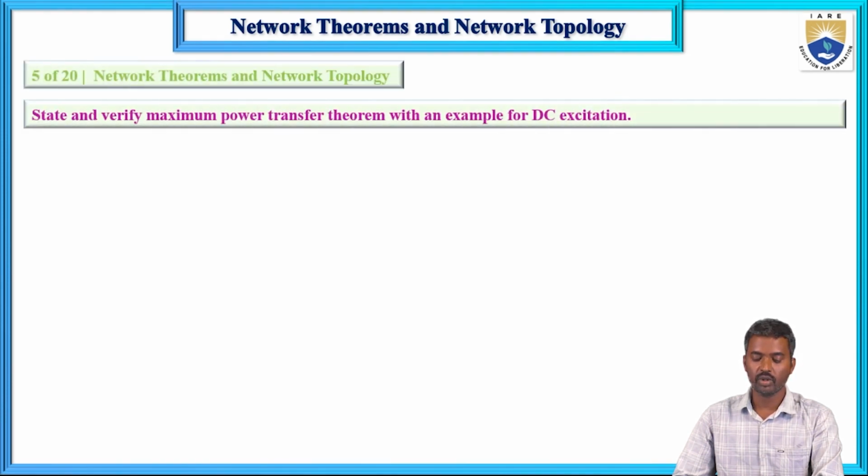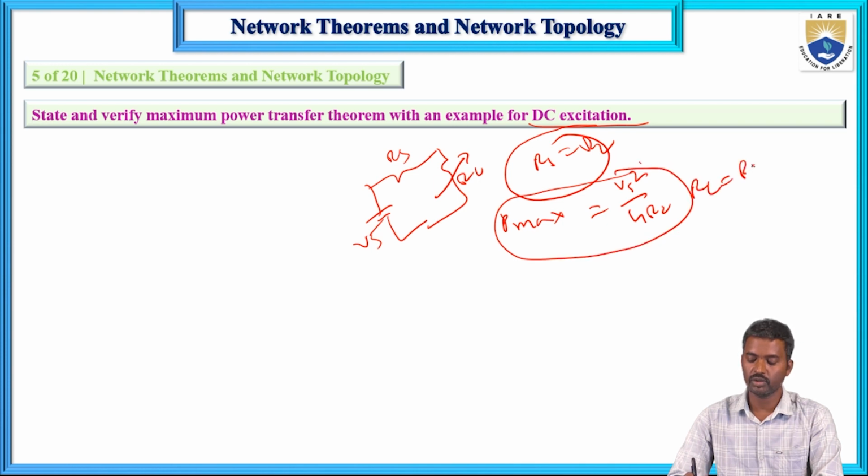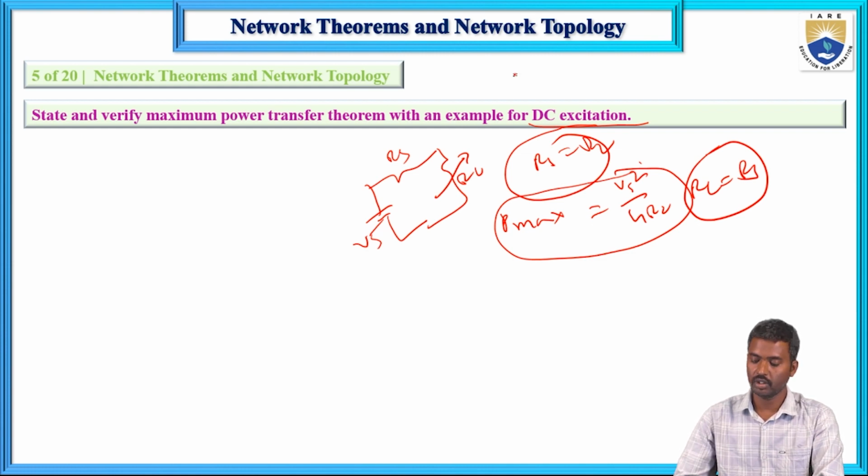State and verify the maximum power transfer theorem with an example for DC excitation. This one is also explained, so you can go through that maximum power transfer theorem derivation. When load resistance equals source resistance, then maximum power is transferred to the load. This is the RS, this one is the VS, and this one is the load resistance. This is variable. When RS equals RL, then here is the P maximum, power maximum. So that maximum power equals VS square by 4RL. This derivation I explained when load resistance equals source resistance. Just watch that lecture, then you will get that one.